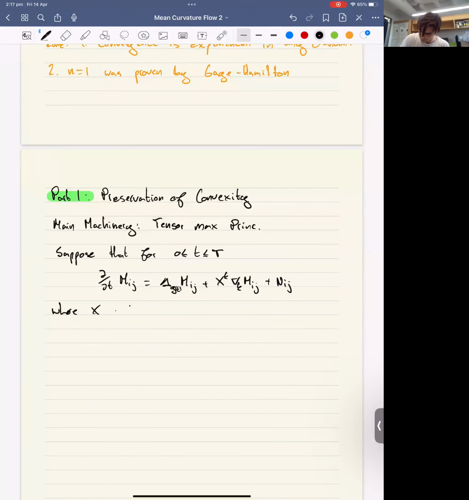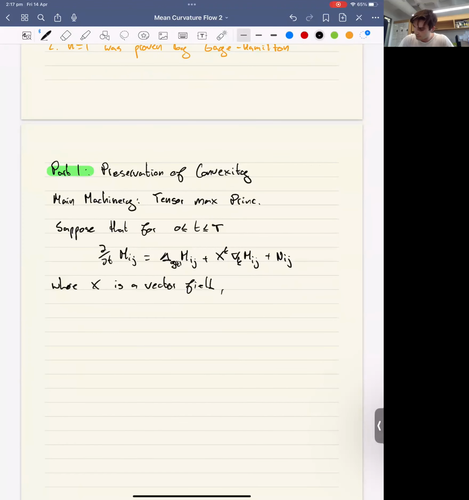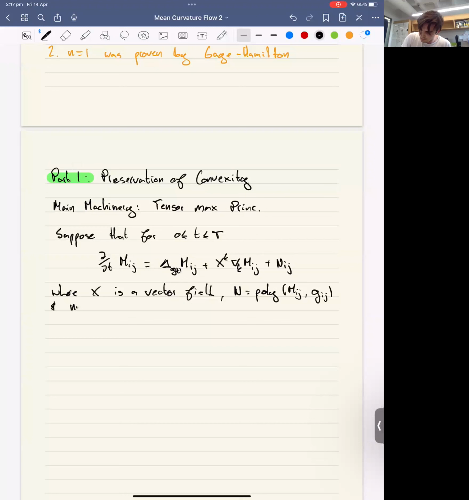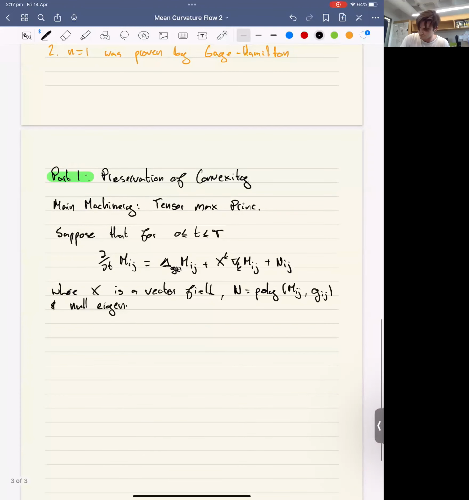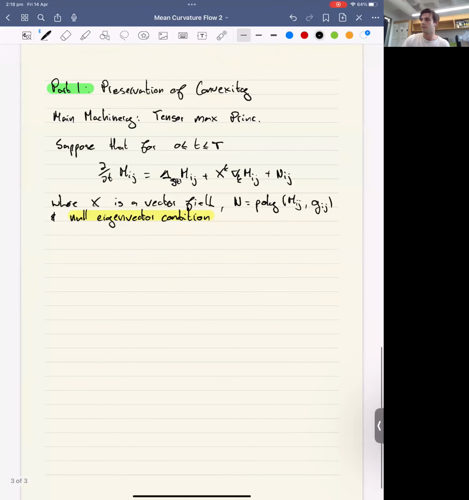Actually, I should say it's a vector field. The reason I crossed out what I was doing there is because X can possibly depend on time. And so this N is polynomial in my M's and also my metric, and satisfies something called the null eigenvector condition. Okay. So I'll say my conclusion first, and then I'll say what I mean by this null eigenvector condition.